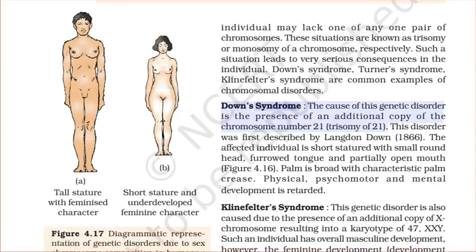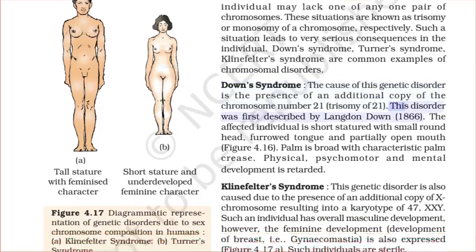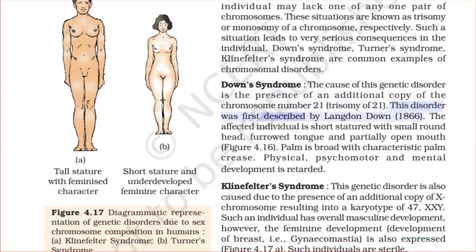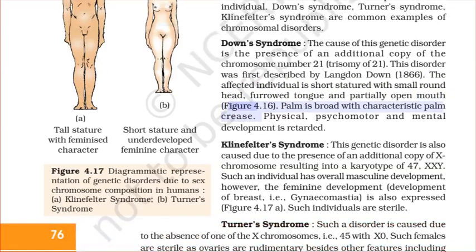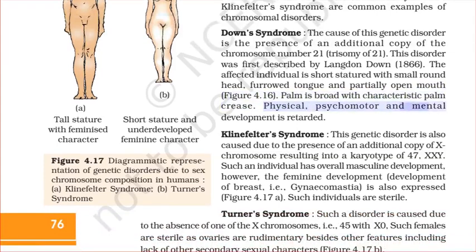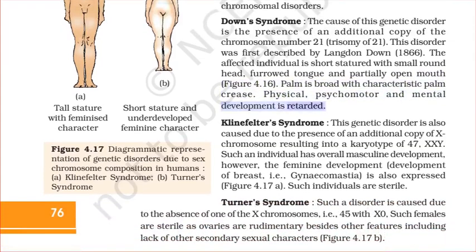Down syndrome. The cause of this genetic disorder is the presence of an additional copy of chromosome number 21, trisomy of 21. This disorder was first described by Langdon Down in 1866. The affected individual is short-statured with a small round head, furrowed tongue, and partially open mouth. The palm is broad with a characteristic palm crease. Physical, psychomotor, and mental development is retarded.